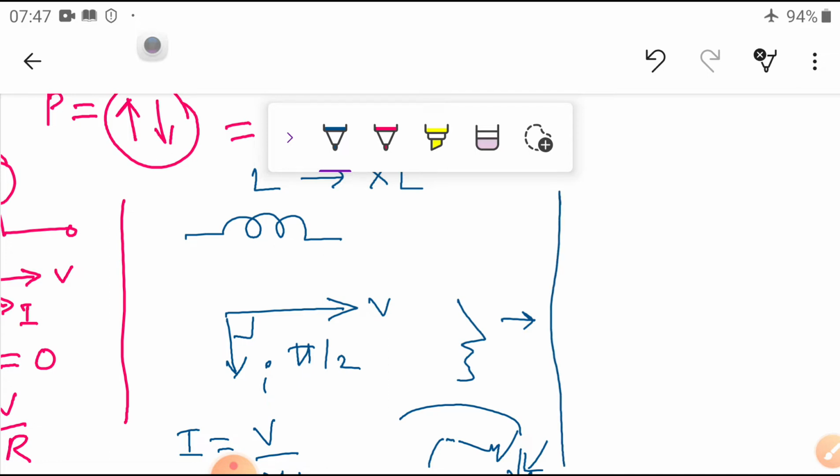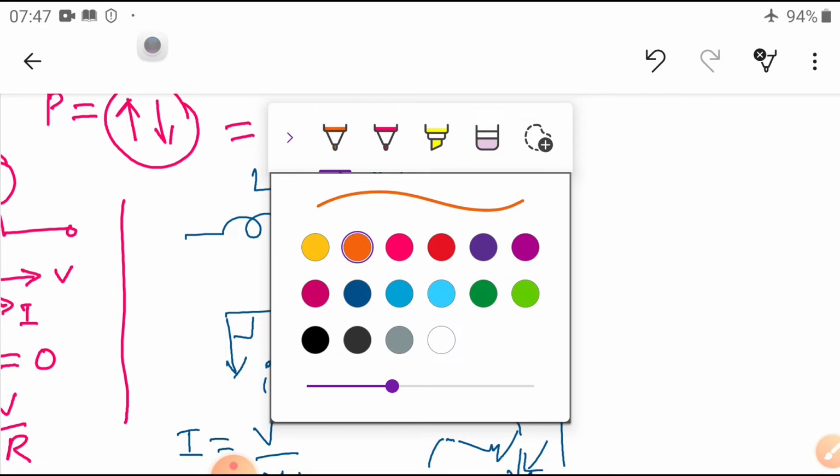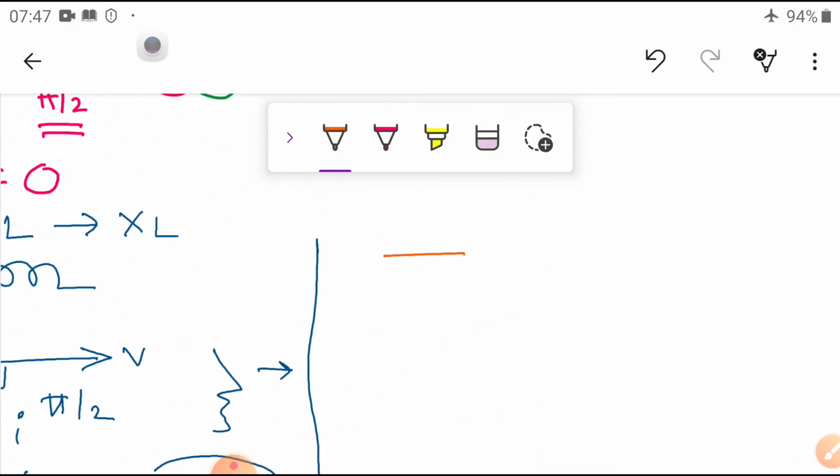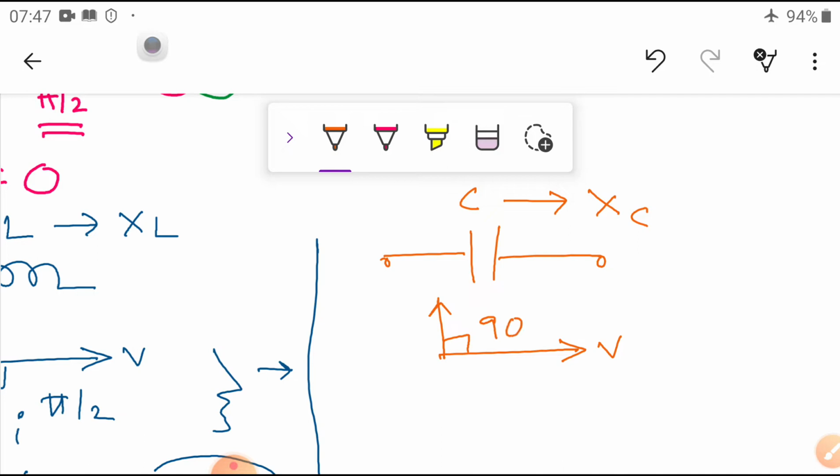Now coming to the other one, that is capacitance. In capacitance, what will happen? Whatever C is given, you have to convert into XC. Then if the voltage is connected, in this case the current is advanced by 90 degrees. So we can say the current leads the voltage by 90 degrees.